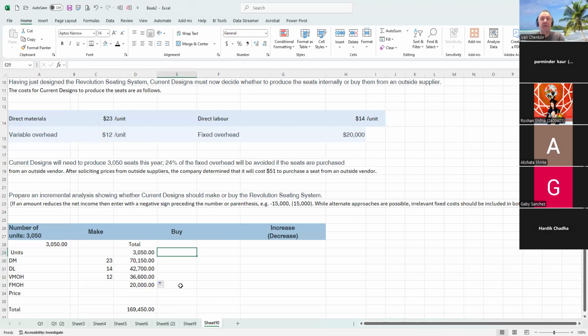Now we have to buy it, right? So if we buy it, what's going to happen? 24% of the fixed cost will be avoided if the seats are purchased from the outsider. After soliciting the price of the outsider, the company determined that it will cost $51 to purchase. So what's my purchase price? 51. Correct?